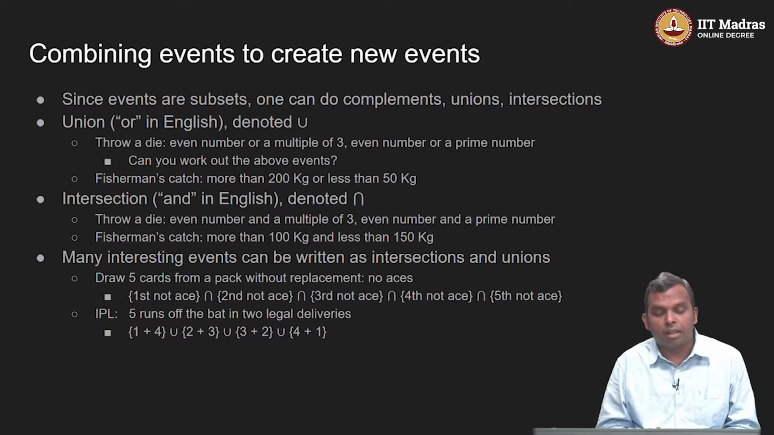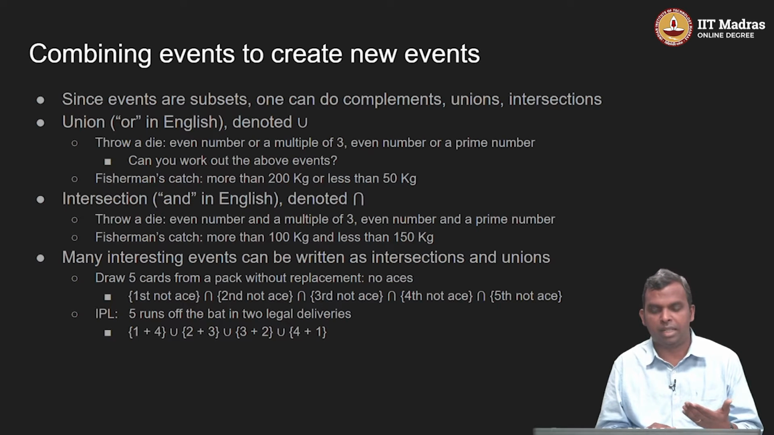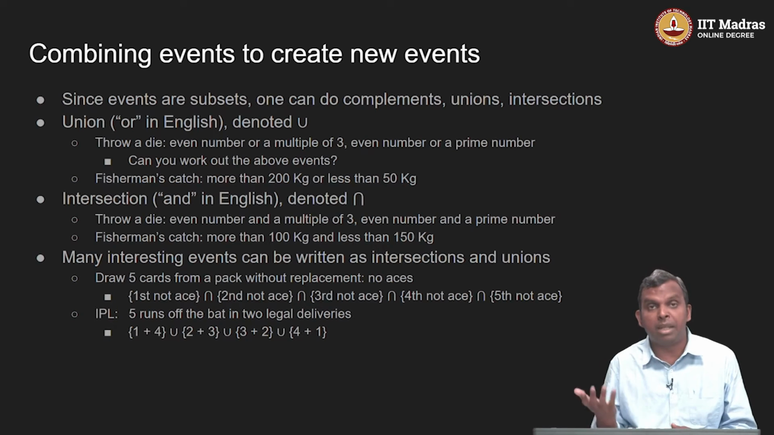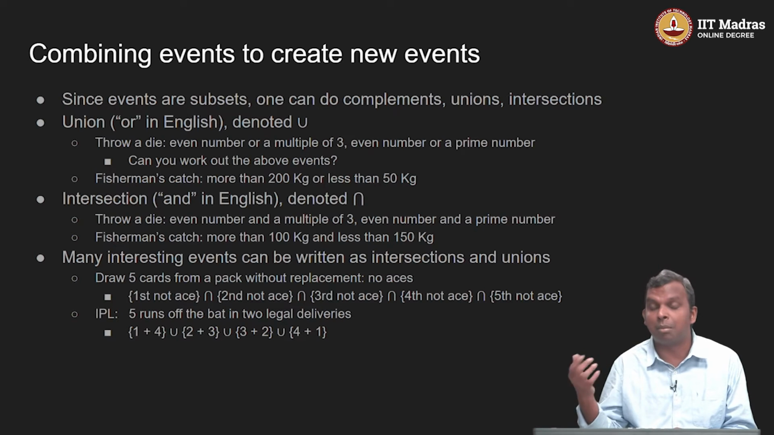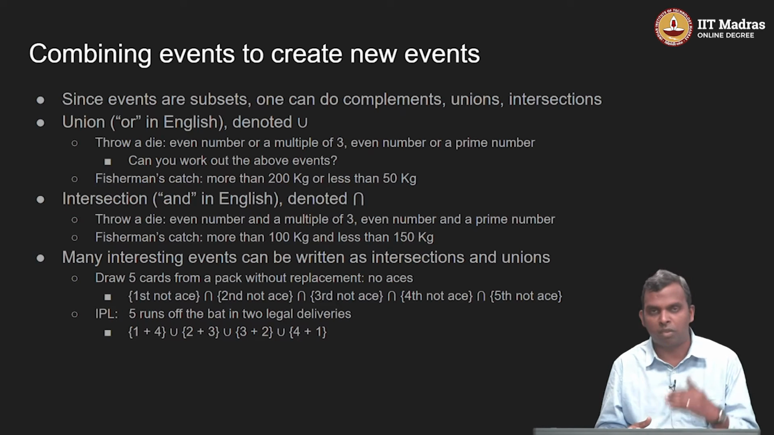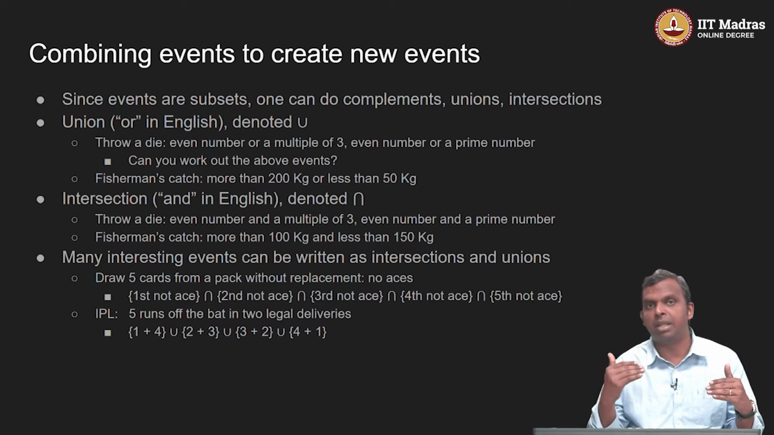Okay, for instance, let's start with an example and then look at what it means. Supposing you throw a die, and let's say there are two events. Okay, so let's say event A is even number. Event B is a multiple of 3. So event A is that an even number shows up, which could be 2, 4, 6. Event B is that the number is a multiple of 3. If you look at multiples of 3, there are only two numbers there, 3, 6. So event A is 2, 4, 6. Event B is 3, 6.